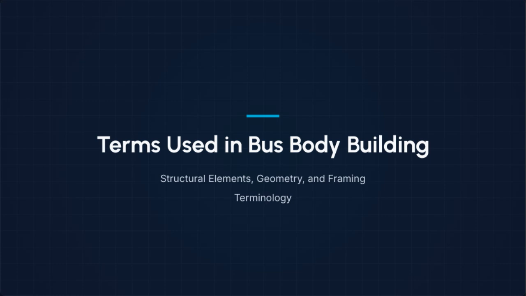Geometry, on the other hand, deals with the shape and layout of these components, ensuring everything fits together perfectly and functions as intended. Framing terminology covers the specific parts and their functions within the structure, helping us communicate clearly about what needs to be built or repaired. Understanding these terms not only helps us in the design process, but also improves our ability to troubleshoot and maintain the bus over its lifespan. Throughout our discussion, keep in mind how these elements work together to create a safe, durable, and efficient vehicle.